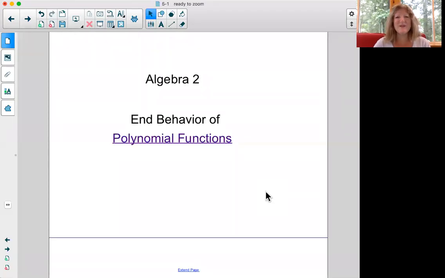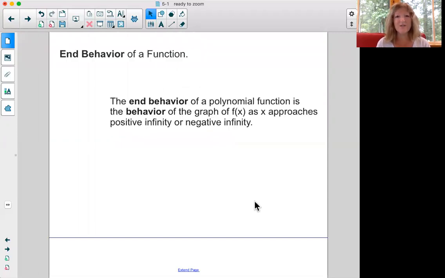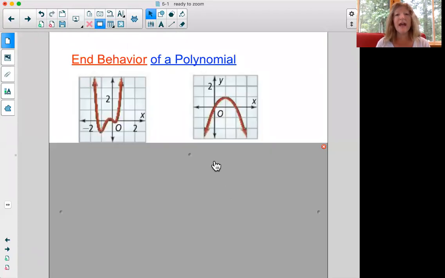Hello, Algebra 2 students. Today I want to talk to you about the end behavior of polynomial functions. And that's referring to how a graph behaves, a function f of x, as x approaches positive infinity or negative infinity. In other words, what does it do at the very ends? How does the graph of that function behave at the very ends?